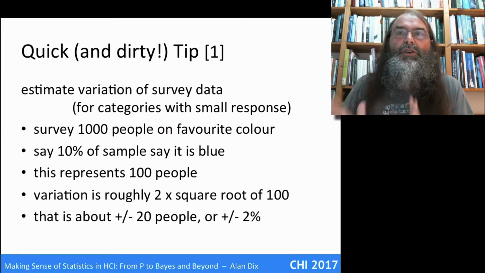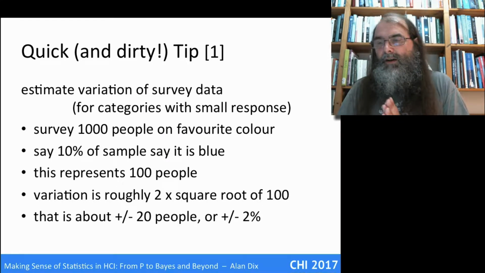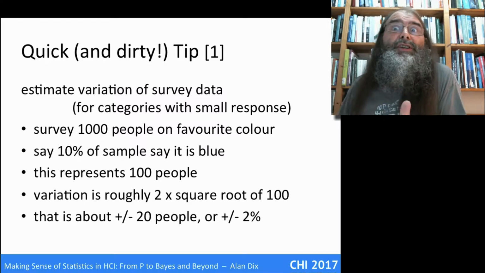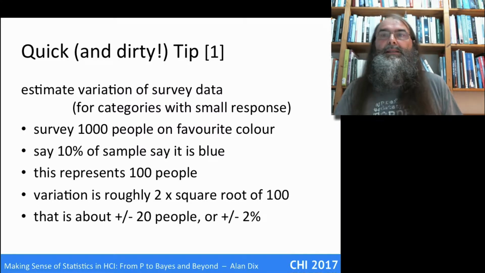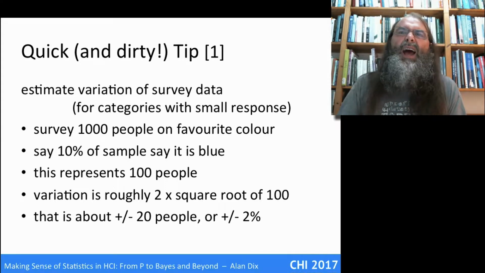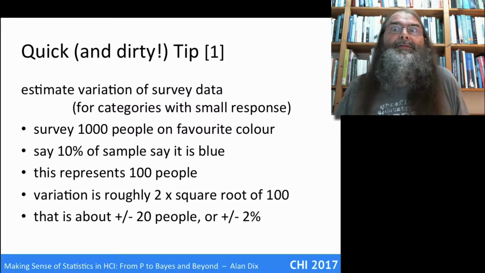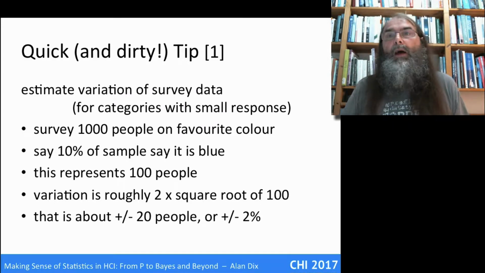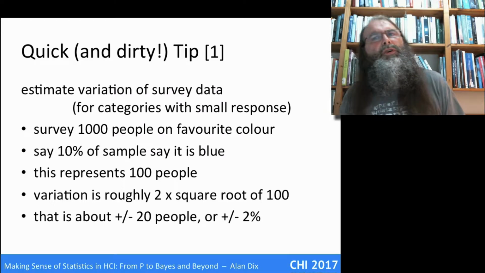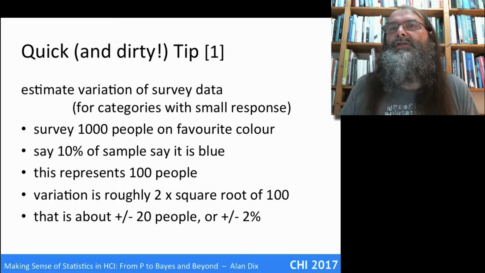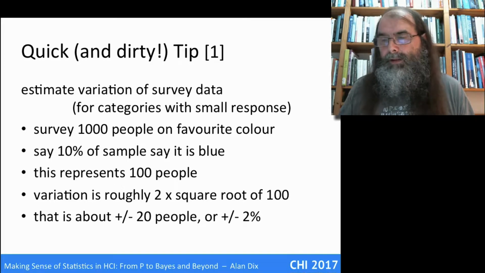Imagine we've surveyed 1,000 people and asked them their favourite colour. And imagine 10% of them said it was blue. So the question is, is that a reliable 10%? Is it really 10, could it be as high as 50 or as low as 5? If it's 10% blue and 30% green, can you make a solid inference that green is more likely than blue?